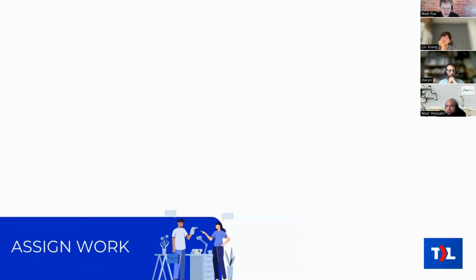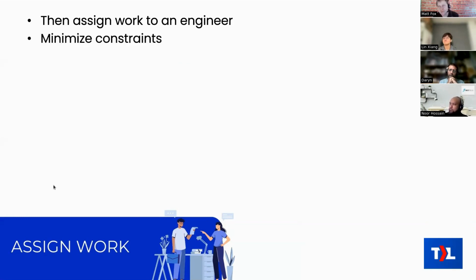The next step after that is to assign the work to an engineer. That's kind of the trigger that makes that ticket actually get done. Now, one of the considerations there is that as much as you can, you want to minimize your constraints for who you can assign that work to. So that would be like thinking about which engineers are familiar with which customers. Ideally, you want all of your engineers to be familiar with all of your projects and all of your customers, so that you can assign any work to anybody.